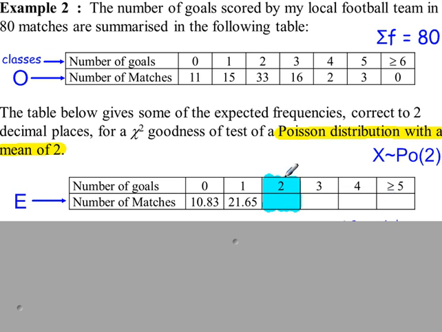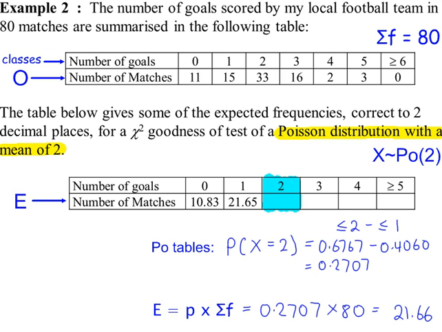So to work out the E-value for 2 goals, we need a probability that we can use from the Poisson table, so P(X = 2) is P(X ≤ 2) minus P(X ≤ 1). And then the formula to work out the expected value, p times the sum of the frequencies. So the probability 0.2707 times the sum of the frequencies, 80, gives 21.66, and that value will go in here.